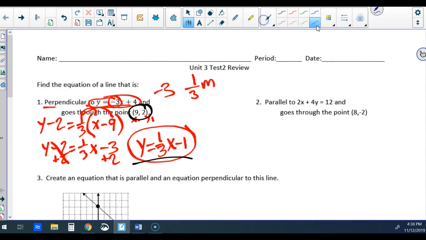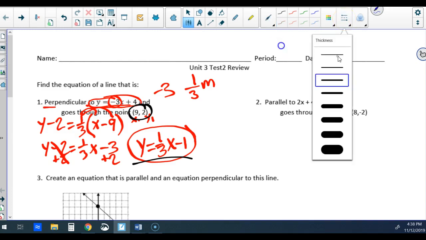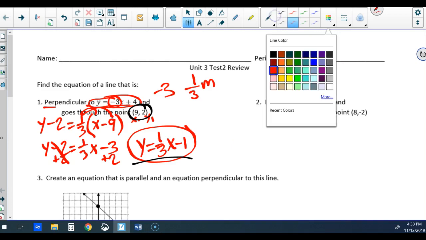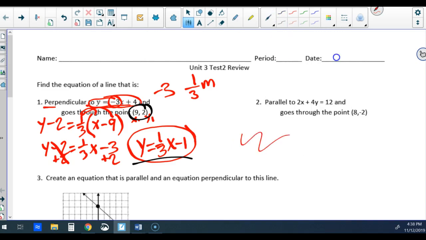Question number 2. I now need a line parallel to 2x plus 4y equals 12. I know parallel means same slope. I need to know the slope of this line here.